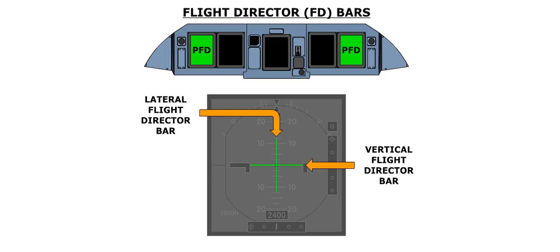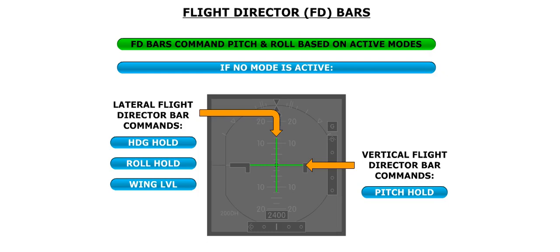The commands from the AFCS can be displayed on the PFD through flight director bars. This part of the AFCS system is called the flight director system. The flight director bars consist of a vertical bar for the lateral mode and a horizontal bar for the vertical mode. The flight director bars command pitch and roll based on the active mode. If no vertical mode is active, the pitch command bar will command pitch hold. If no lateral mode is active, the roll command bar will command heading hold, roll hold, or wing level, depending on the situation.